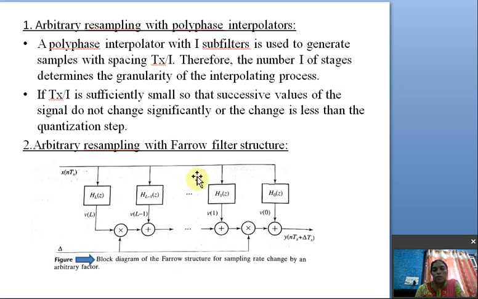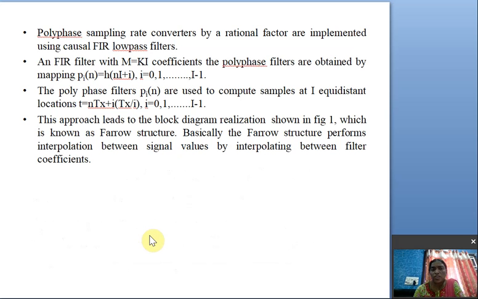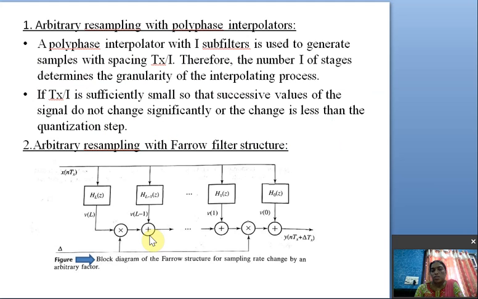Observe the block diagram here. Polyphase sampling rate converters by rational factors are implemented using causal FIR low pass filters. Take an FIR filter with M equal to K I coefficients. The polyphase filters are obtained by mapping p_i of n equal to h of n I plus i. The polyphase filters p_i of n are used to compute samples at I equidistant locations, that is t equal to n Tx plus i Tx by I. This approach leads to the block diagram realization shown in figure 1, which is known as the Farrow structure. Basically the Farrow structure performs interpolation between signal values by interpolating between filter coefficients.